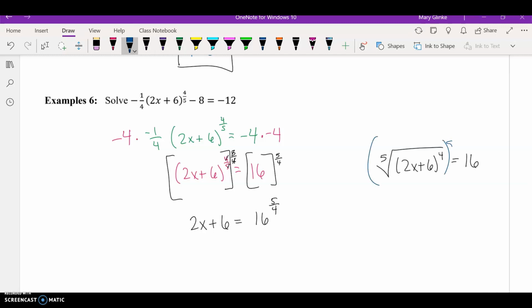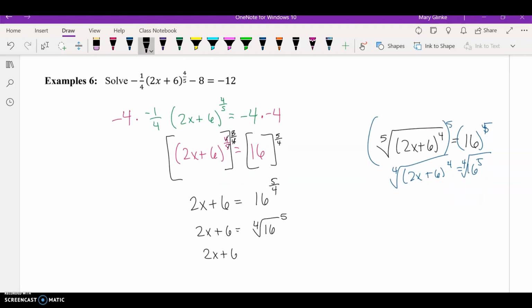Now, you'll notice you will get the same thing over here if you did that, no matter what order you did it in. Now, I wouldn't want to do 16 to the 5th power. So you're going to have to take the 4th root of that first and break it down and make it a little bit nicer. We're going to take the 4th root of 16 and get an answer and then raise it to the 5th power. The 4th root of 16 is 2, and 2 to the 5th power is 32. So 2x equals 26 and x equals 13.